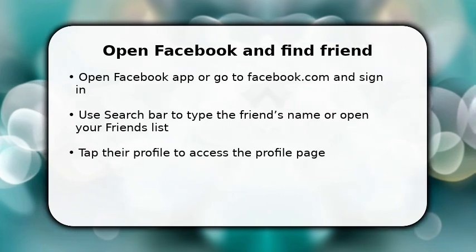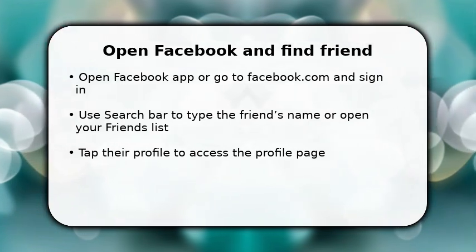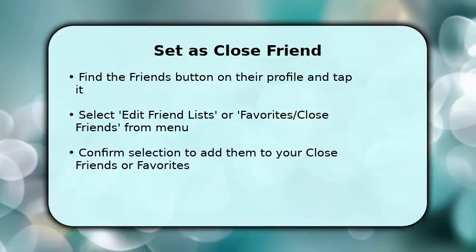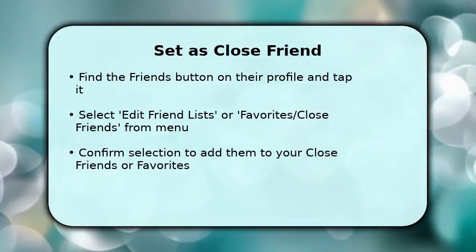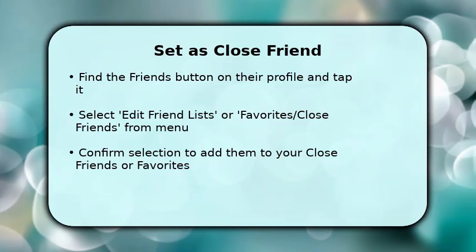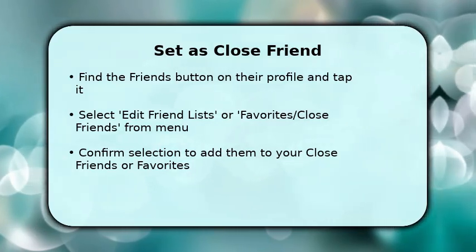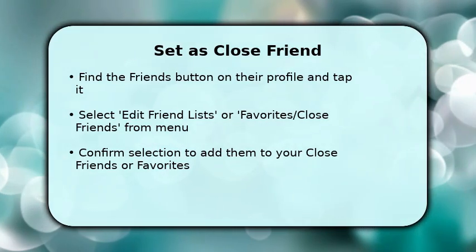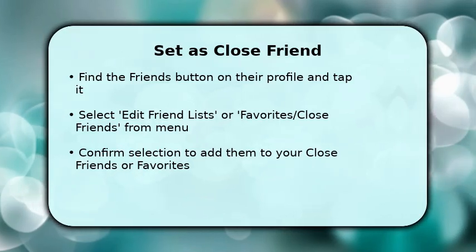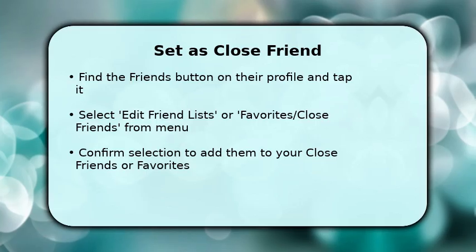Now, on their profile, tap the Friends button to open the contextual menu. This is where Facebook groups contacts. From that menu, choose Edit Friend Lists or the Favorites/Close Friends option depending on your app version, because naming varies across platforms. When you select Close Friends or Favorites, you're telling Facebook to prioritize their posts and notifications.